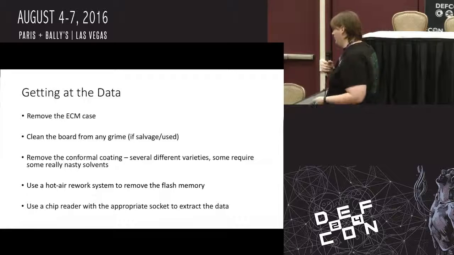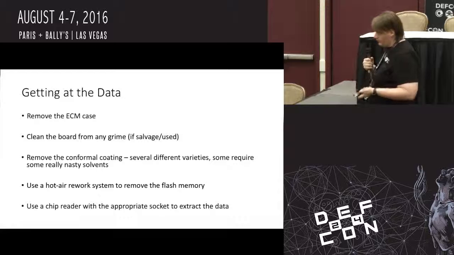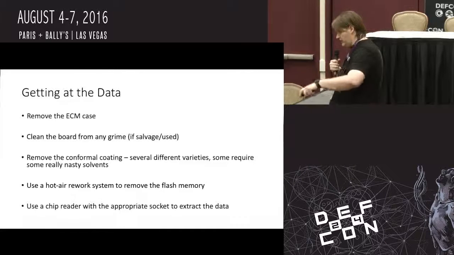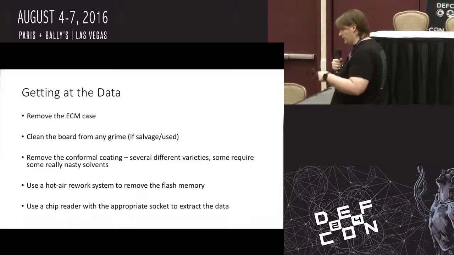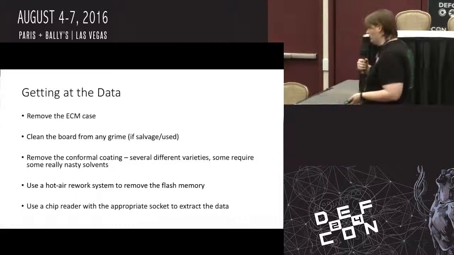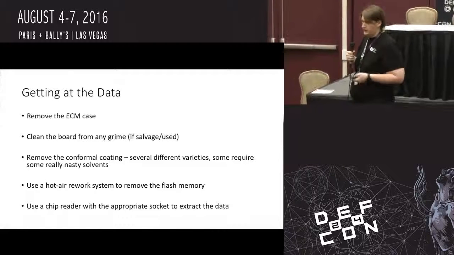Once we spent a few months disassembling all these ECMs, breaking several of them at a couple thousand dollars a pop, we had to clean the boards up. We had to get road grime or whatever off of them if they were surplus. Then we had to get the conformal coating off, which was part of the protection from road grime and such. Some of that requires different caustic chemicals depending on the material they used for conformal coating.